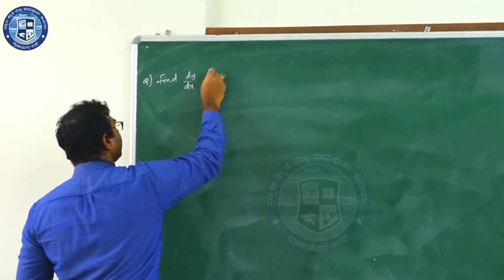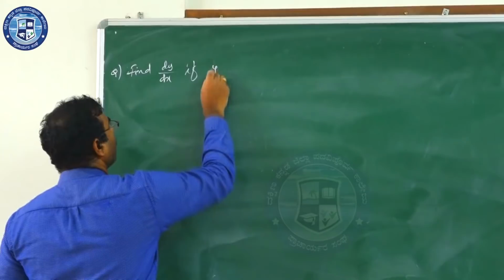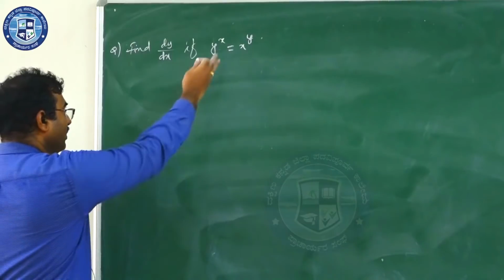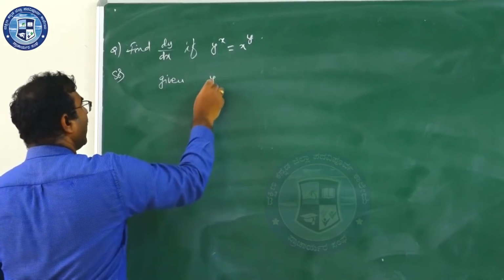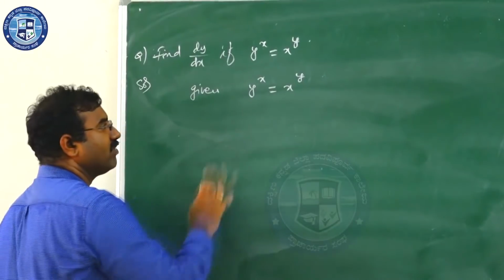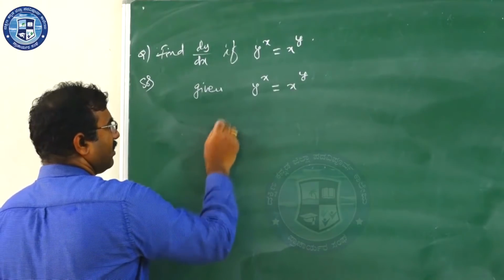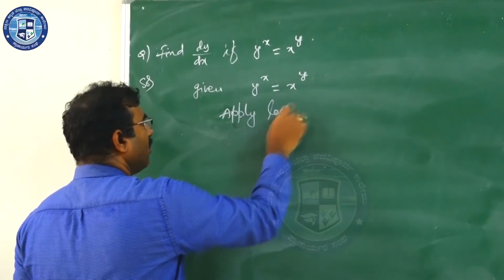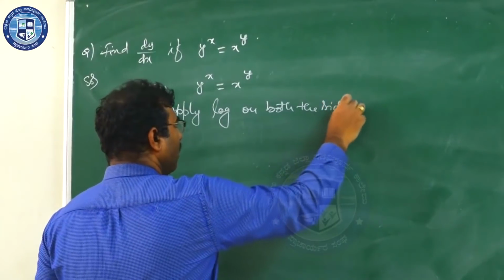Find dy by dx if y power x is equal to x power y. Whenever there are such kinds of problems, variable power, variable only. So what is given? Given y power x is equal to x power y. Just apply log on both sides, because we can't differentiate directly. We just apply log on both sides.